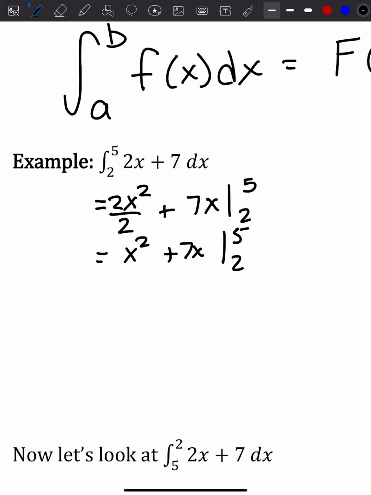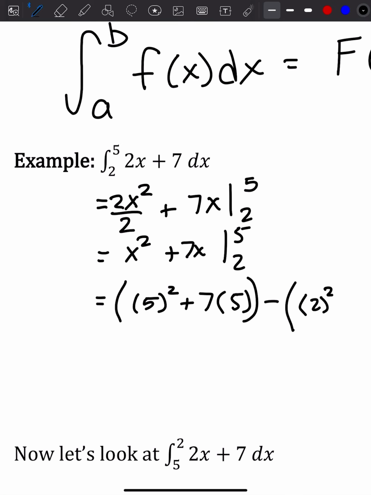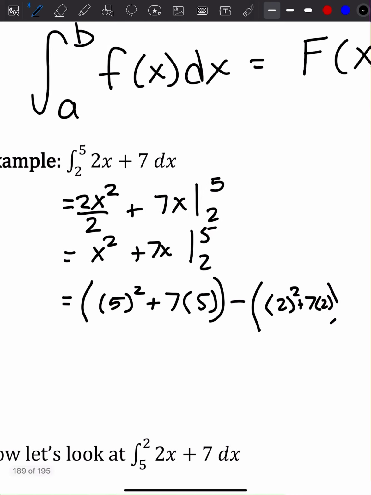So now we're going to actually do the evaluation. The first thing I'm going to do is put a parenthesis here, so that when I plug in 5, everything that has 5 plugged in goes together. So I have 5 squared plus 7 times 5. Now I'm going to subtract what it would look like if I plugged in 2. So I'm going to do the exact same thing, big parentheses here: 2 squared plus 7 times 2. I need to make sure that we do those big parentheses, so that I'm subtracting all of that second term and not just part of it. So we're going to simplify this.